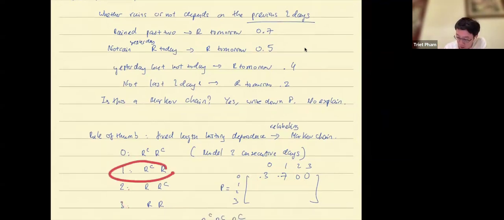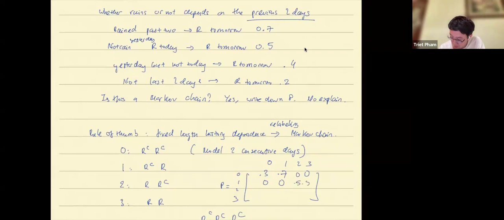So 1 goes to 0 is impossible. 1 goes to 1, impossible. 1 goes to 2: not rain yesterday, rain today, then not rain tomorrow, so 0.5, 0.5. 2 goes to 0: rain yesterday, but not today, and then not rain tomorrow, so 0.6. 2 goes to 1: rain tomorrow, 0.4. Then 0, 0.